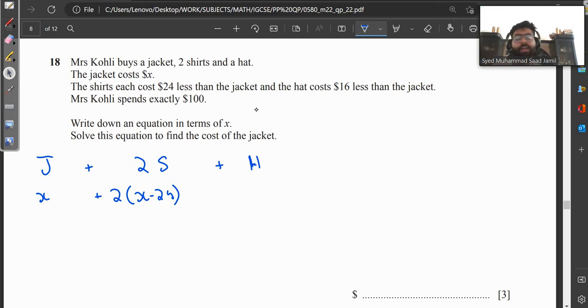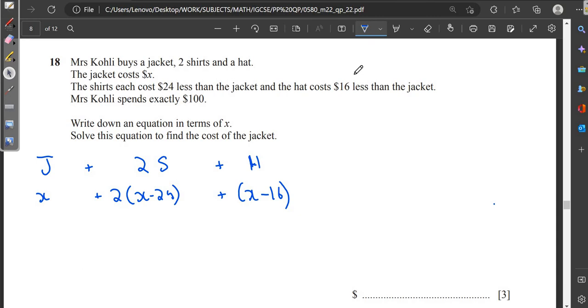In this case, the value of the jacket is X. So I did X minus 24. And the hat costs 16 less than the jacket. So that means plus, what is the value of the jacket? X. And it is costing 16 less, so minus 16. And all of this is equal to 100 because Mrs. Kohli spent $100.